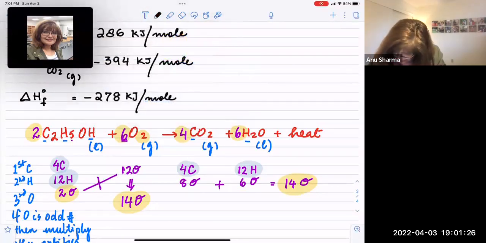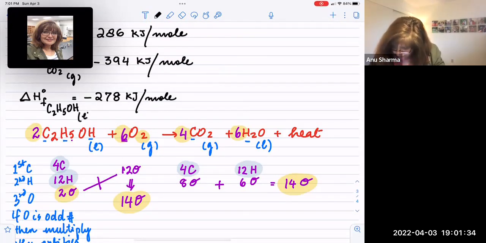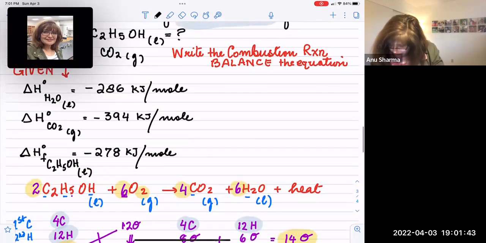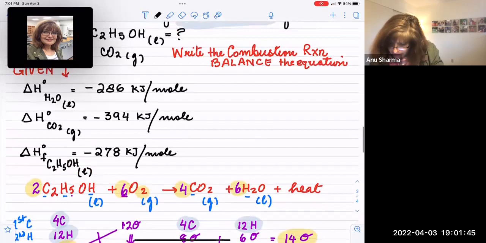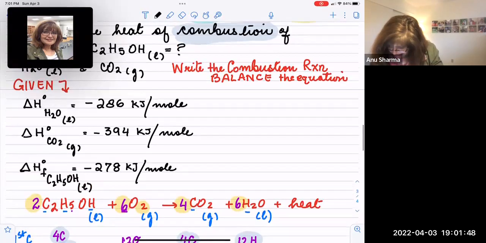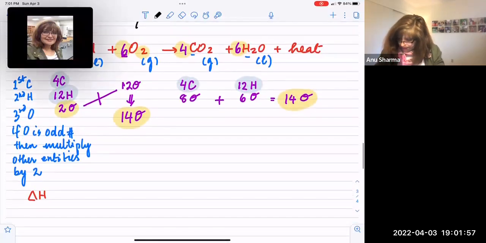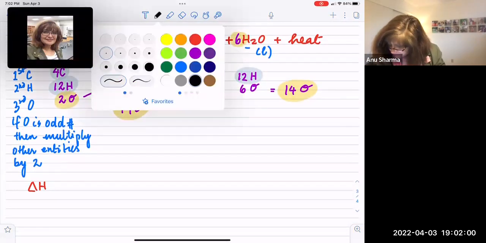This is for the C2H5OH, that's the ethyl alcohol, the heat of formation of ethyl alcohol in the liquid form. It's very important you get these states. That's important. Okay, so negative 278 for the heat of formation for ethanol, and for the water in its liquid state is negative 286 kilojoules per mole, and for carbon dioxide in a gaseous state is negative 394 kilojoules per mole.